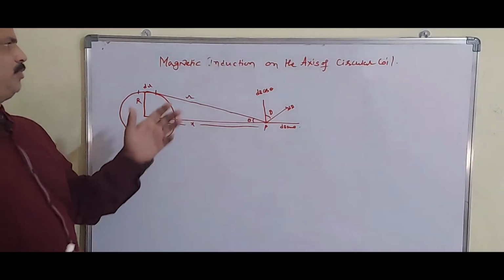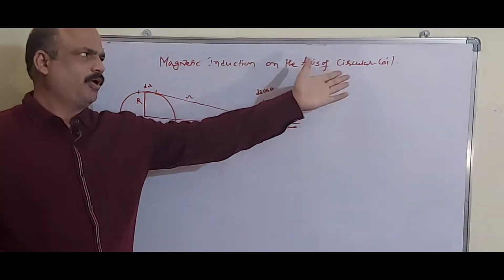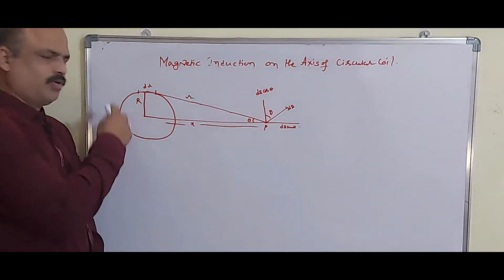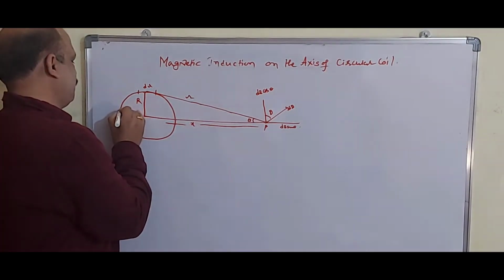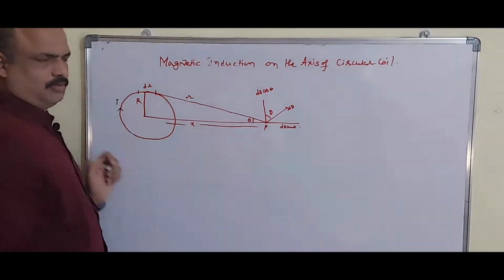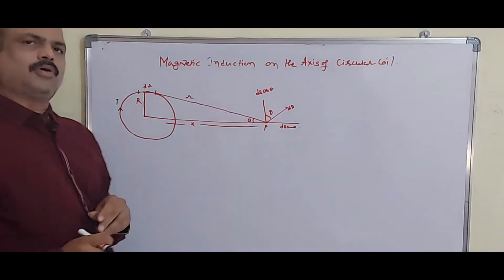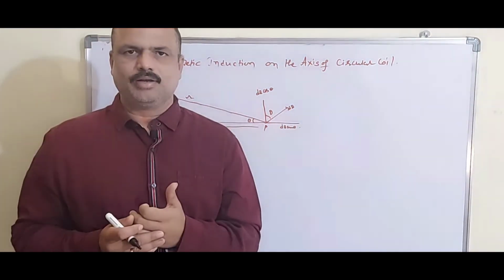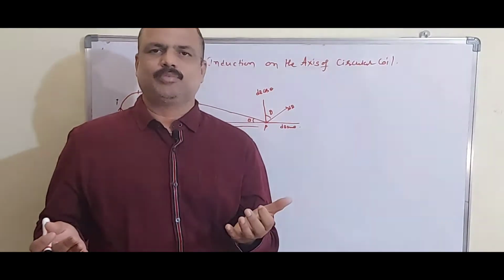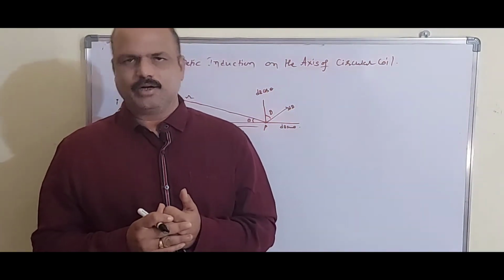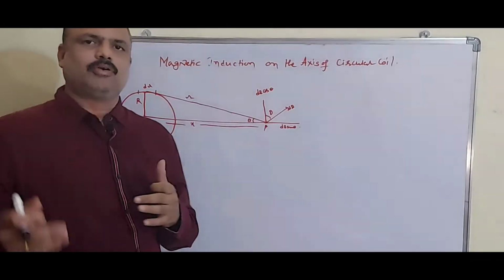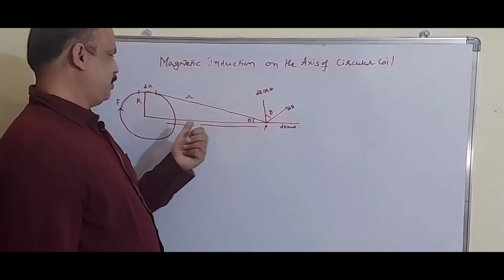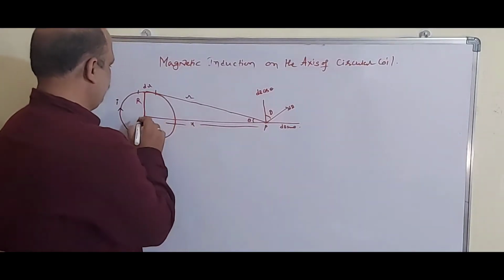So now we want to derive the magnetic induction at a point on the axis of the circular coil. This is a circular coil, and a current I is passing through it. Whenever current passes through a circular coil, it becomes like a magnetic dipole. Now we want to find the magnetic induction at a point P, which is at a distance x from the center of the circle.